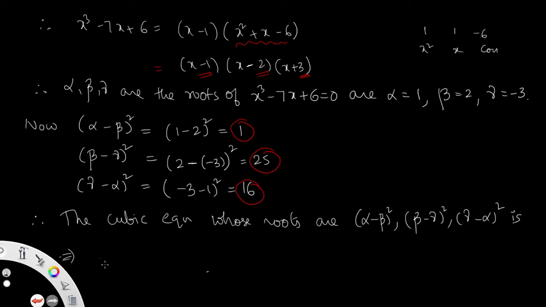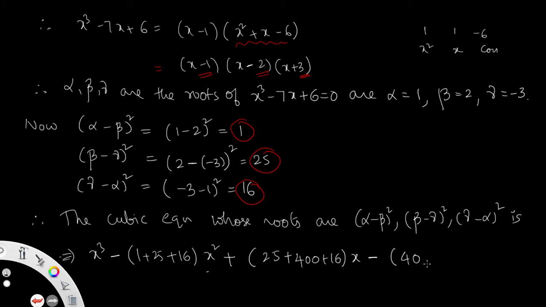So that is x cube minus the sum of the roots, 1 plus 25 plus 16, into x square, plus the sum of the products of roots taken two at a time: alpha into beta is 25, beta into gamma is 25 into 16, that becomes 400, and 16 gamma into alpha, into x, then minus the product of the roots, 25 into 16, that becomes 400, equal to 0.